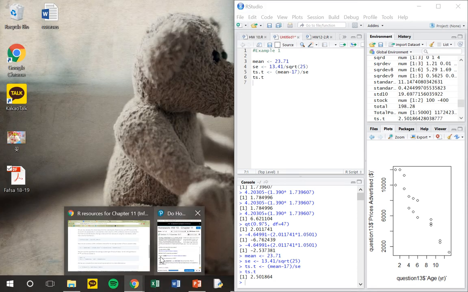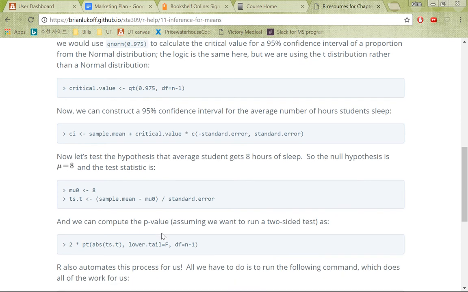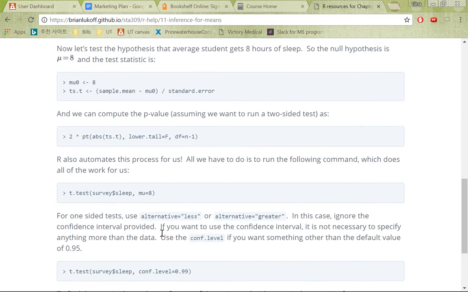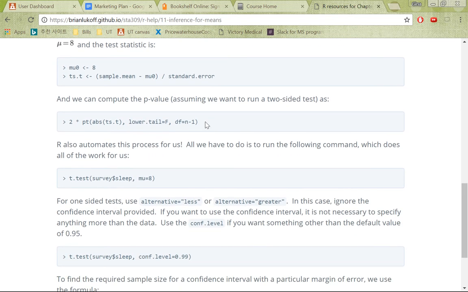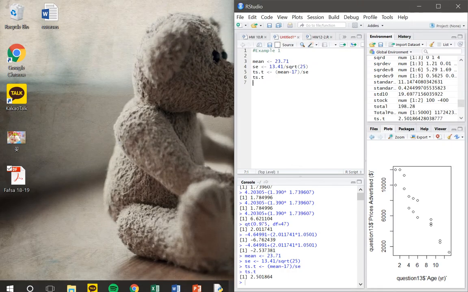So in our help files, we can see that the p-value function is this one, but this is only for a two-sided test. We multiply by 2 if it's a two-sided test. If it's not a two-sided test, we don't need that 2 times. So we're going to use that function to find the p-value.